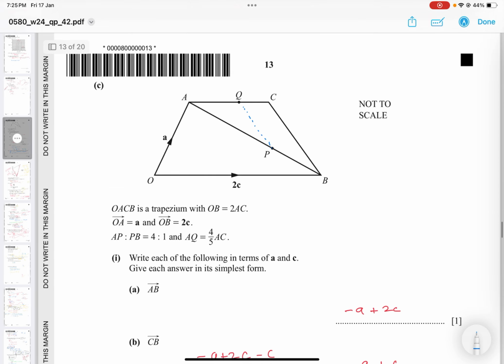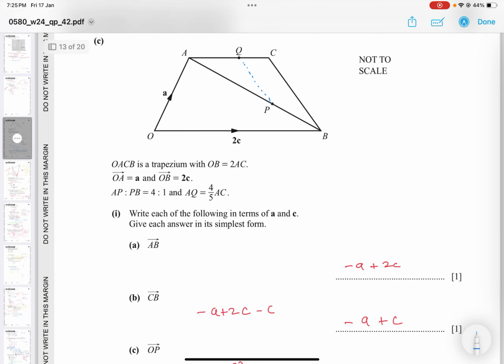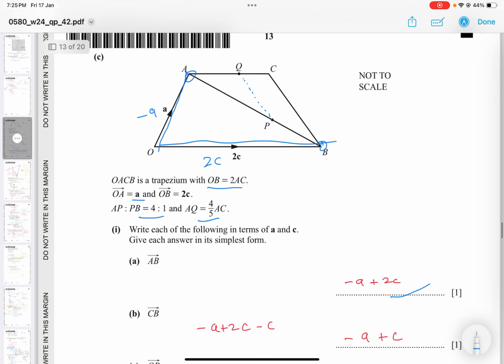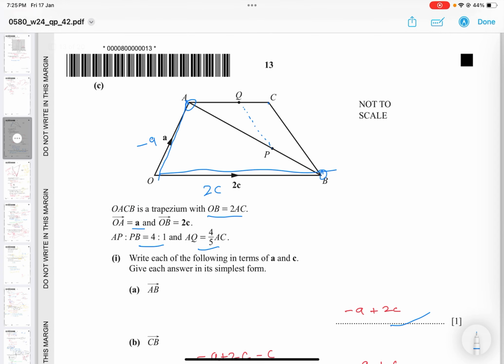Now for the C part. OACB is a trapezium with this much and this much and this much and this much. AB we have to find. So A to B, this point to this point. We are going in the opposite direction, that would be negative A. We are going in the same direction, it would be 2C. So negative A plus 2C. CB we have to find. We have to go from C to B. So this way we will go.